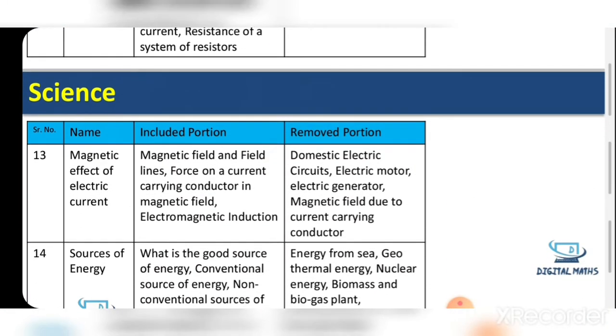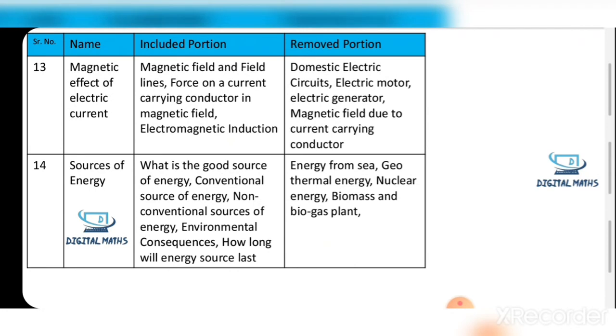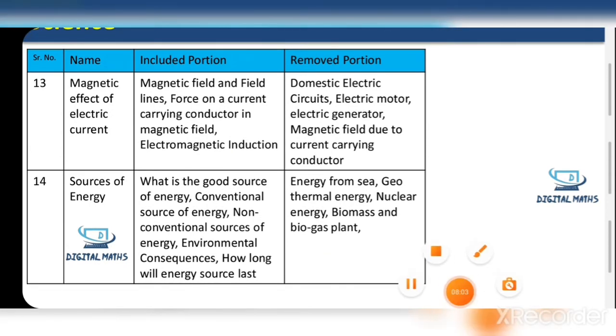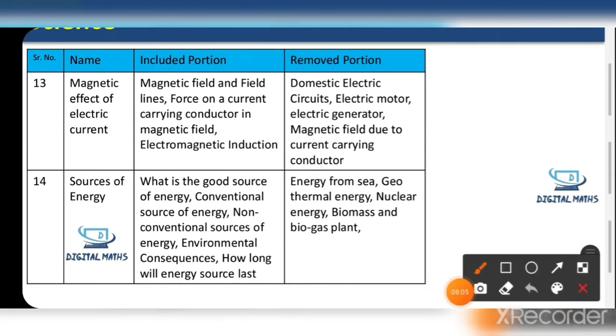Now we have to see chapters number 13 and 14, which is the included portion and which is the excluded portion. Chapter number 13, Magnetic Effects of Electric Current, which is the included portion? Magnetic field and field lines, force on a current carrying conductor in a magnetic field, electromagnetic induction. It is a very important topic. Which is the removed portion?